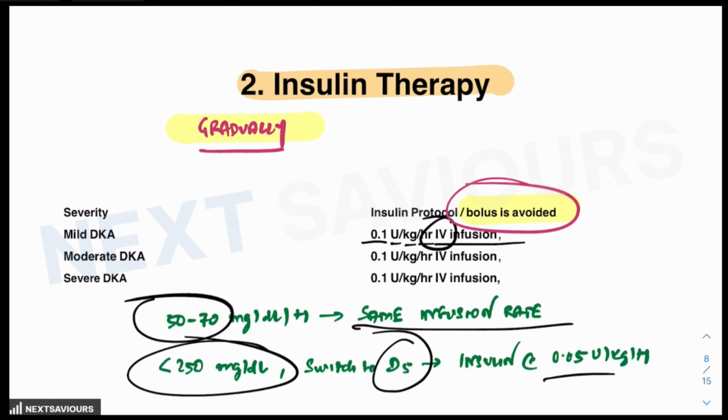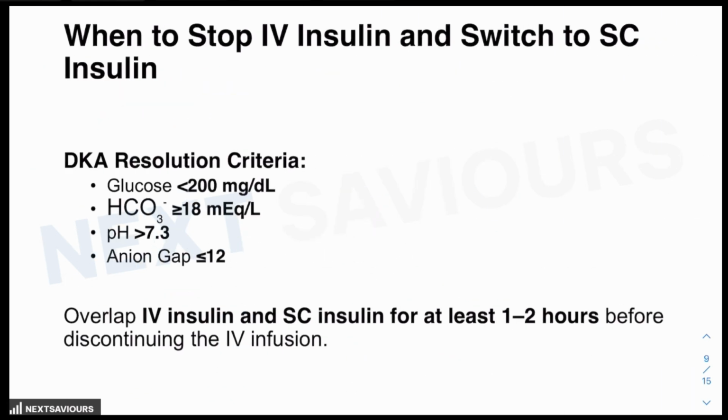Now, another thing that you might be thinking is when to stop this IV insulin and switch to the subcutaneous insulin. For that, you have to remember the diabetic ketoacidosis resolution criteria, which includes a glucose level of less than 200 milligram per deciliter, bicarbonate more than 18 milliequivalent per liter, pH more than 7.3, and anion gap of less than or equal to 12.